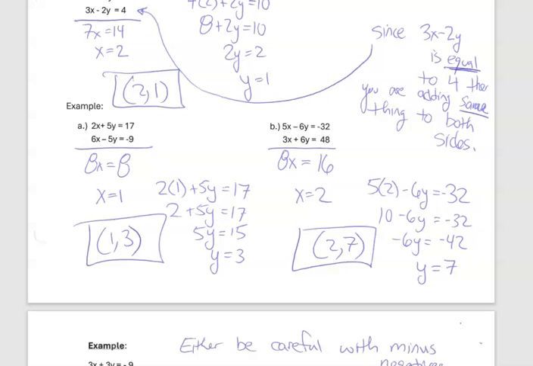When I add these together, you get 8x equals 8. When you solve, you get 1. And then you substitute 1 back into either the top equation or the bottom equation. And when you do that, you get 3. So the answer is (1, 3).